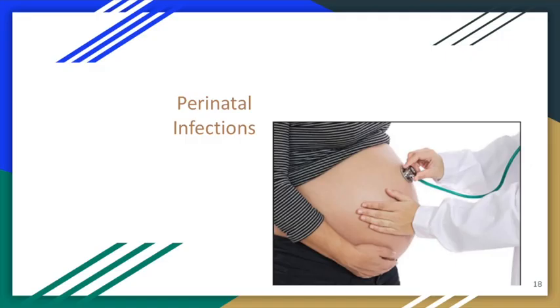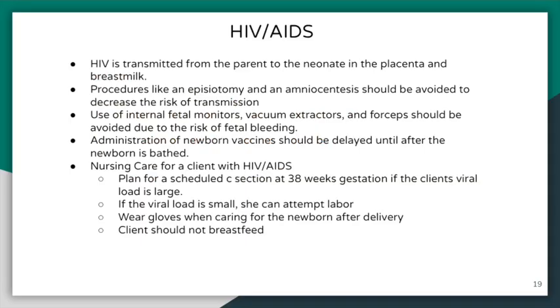The final piece of this lecture is going to talk about perinatal infections. I know I've covered a little bit of this when I was talking about the earlier intake of your pregnancy, but this will be a little more in detail here. So, a little bit of HIV and AIDS. Most of us know what HIV and AIDS is, but it can be transmitted from the parent to the neonate via the placenta as well as breast milk.